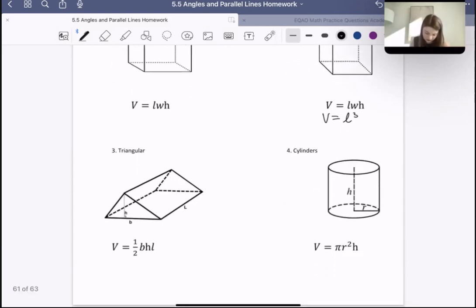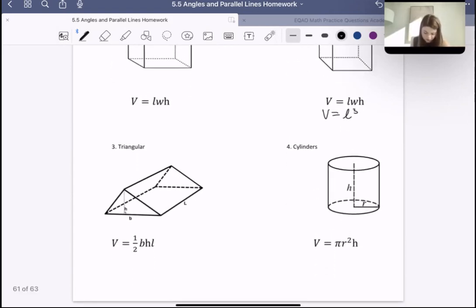And then we have the triangular prism, which is where we find the area of the base and then multiply by the height, right? So we have 1/2 base times height times the length, right? Now why is it a half? Because we have a triangle base here. And so we must divide by 2 in order to get that area correct.